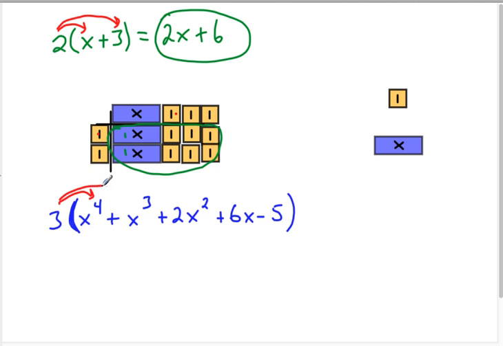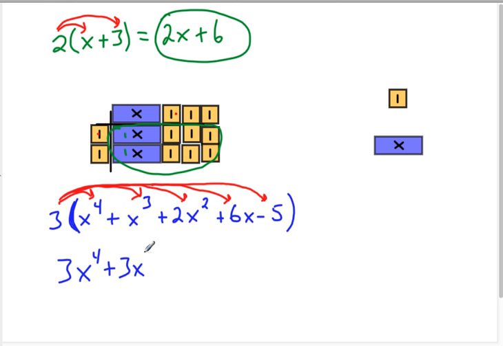So we just want to multiply 3 times everything, every term inside these parentheses, and we got one more here, bam. So that 3 is going to multiply to x to the 4th and get 3x to the 4th, right? 3 times x to the 4th, plus 3 times x to the 3rd, plus 3 times 2x squared. Well, 3 times 2 is 6, and then times x squared, we just write like this next to it. And then 3 times 6x would be 18x, and finally 3 times negative 5 would be negative 15. So that's how you would do that problem.